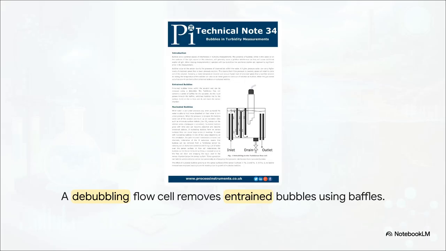To fight this bubble menace, engineers have designed some brilliant physical workarounds, like the debubbling flow cell used in continuous water monitors. Instead of flowing straight to the sensor, the liquid is forced through a complex series of baffles. As the liquid snakes its way through this trap, those entrained bubbles are forced to rise, hit the surface, and burst out into the atmosphere long before they ever reach the optical sensor chamber waiting below.